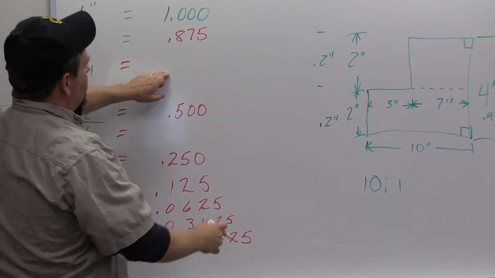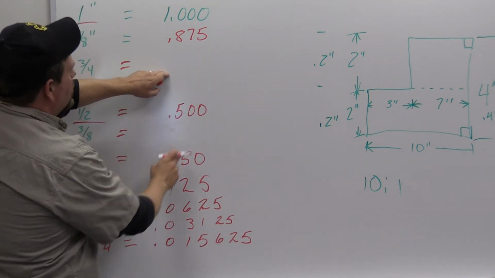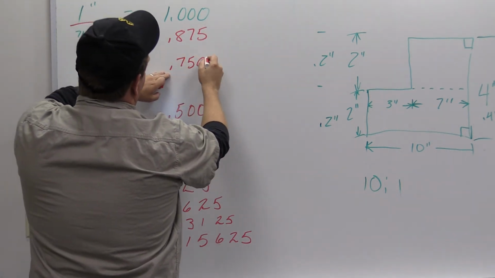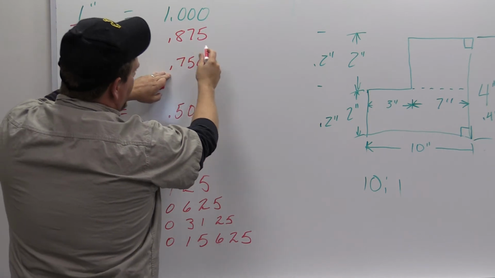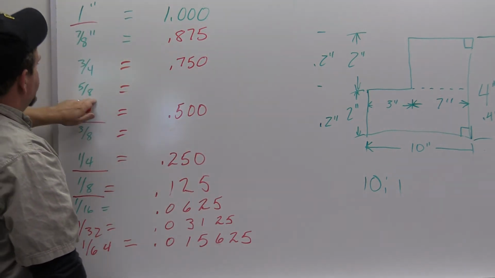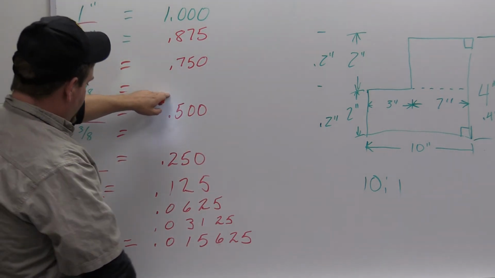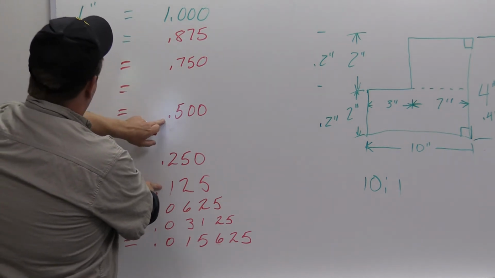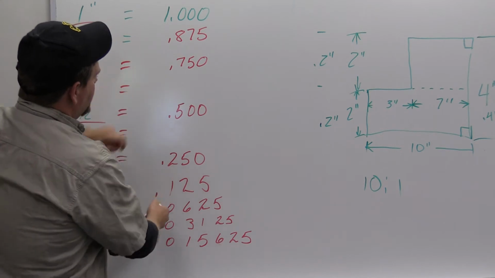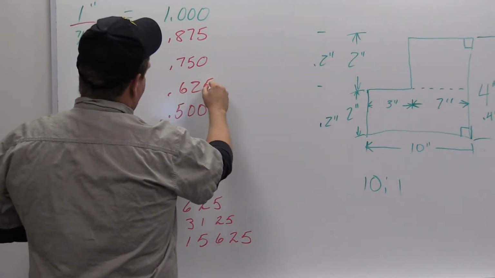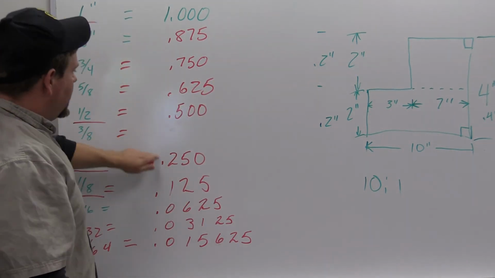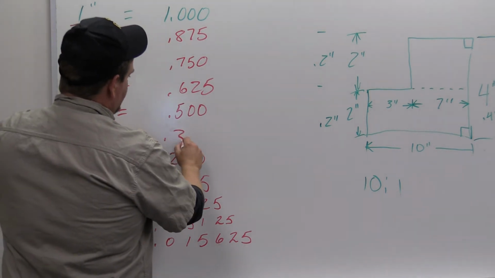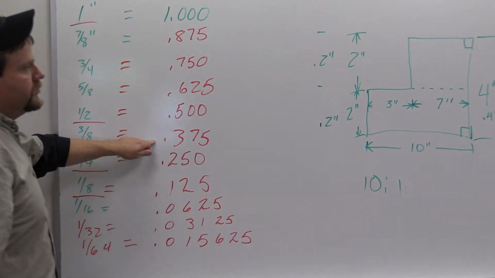3/4, we're going to subtract 1/4 from 1 inch. So we're at 0.750. If you also notice, it's 0.25, 0.125. 5/8, we're taking an 1/8 off of this. And we can also add 1/8 to this, 0.625. 3/8, the same thing. It's right here in the center in between the two. So we got 0.375. Okay?